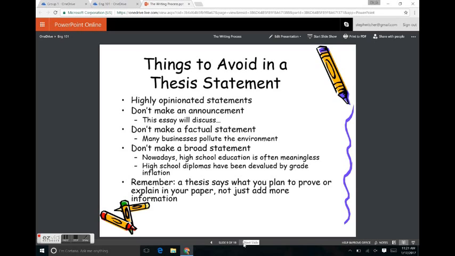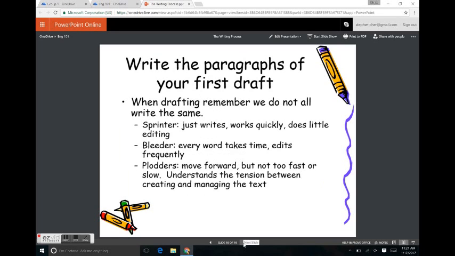So, high school education is often meaningless. Well, we could say that is true 100 different ways. But high school diplomas have been devalued by grade inflation is a much more specific and clear thesis statement. And again, remember that a thesis is what you plan to prove or to explain in your paper. So it is the overall idea of your paper.